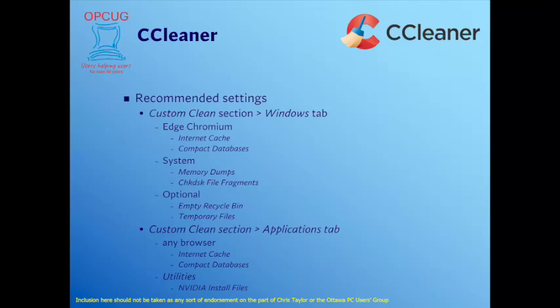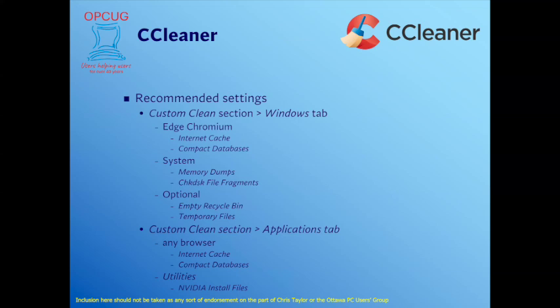Under the system, there's memory dumps. Every time either Windows or a program running on Windows crashes, it will write out memory to disk. And I've never had anybody request a dump file, and they're just cluttering up the disk if they're there. So I have it clean up those memory dump files. Check file fragments, the same thing. It's basically just disk file space that has been allocated to a file, but no file in particular. So it has no usable quantity at all. Optionally, you can also have it empty the recycle bin and temporary files if you don't use other tools to do that.